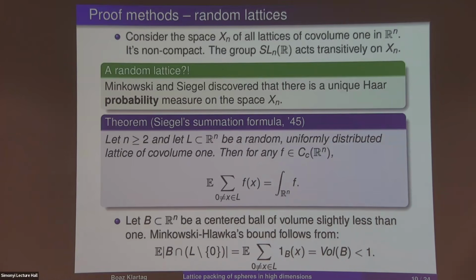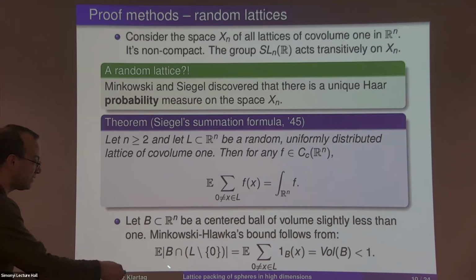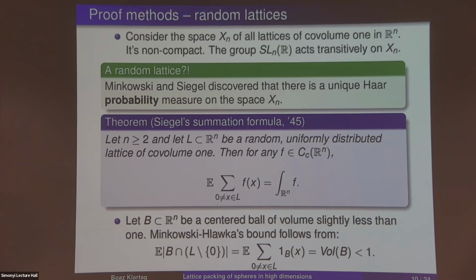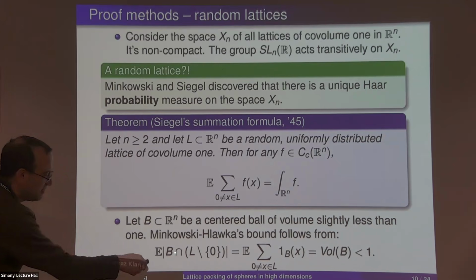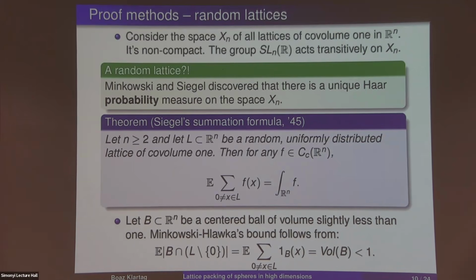So by the probabilistic method, the first moment method that was coined 50 years later, you understand that this random variable has to vanish somewhere. It cannot be always at least 1. If it vanishes somewhere, it means that you have a lattice L that has no points from this unit ball B. So this is the Minkowski-Hlawka proof. That's why this is the bound of Minkowski-Hlawka.